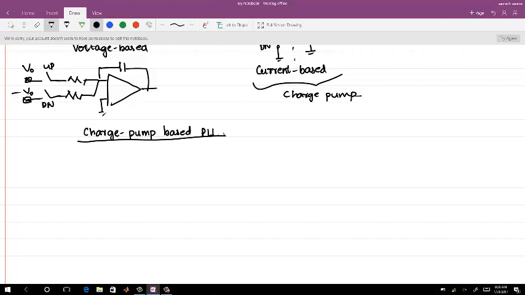So if your question is that I should first average the PFD output and then give that average PFD output to the loop filter, no, that is not the case. In a steady state, the average of the PFD output will be 0.